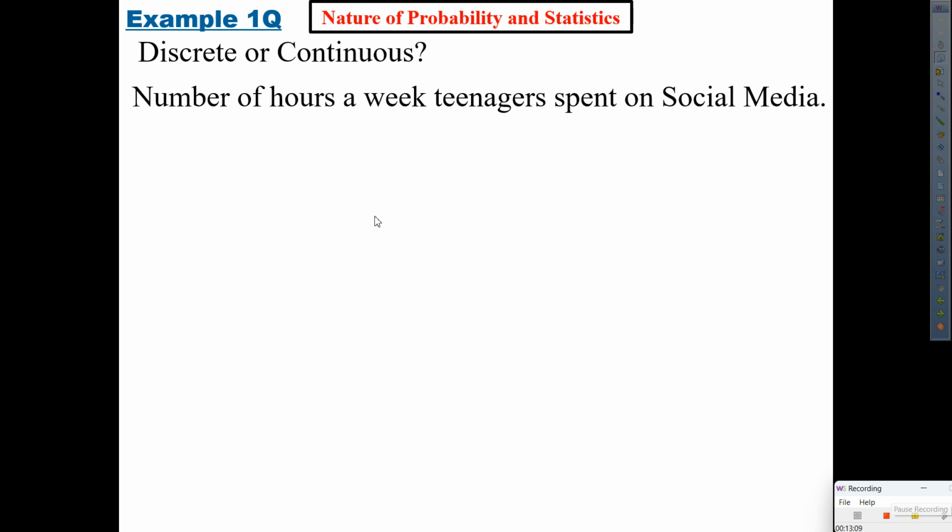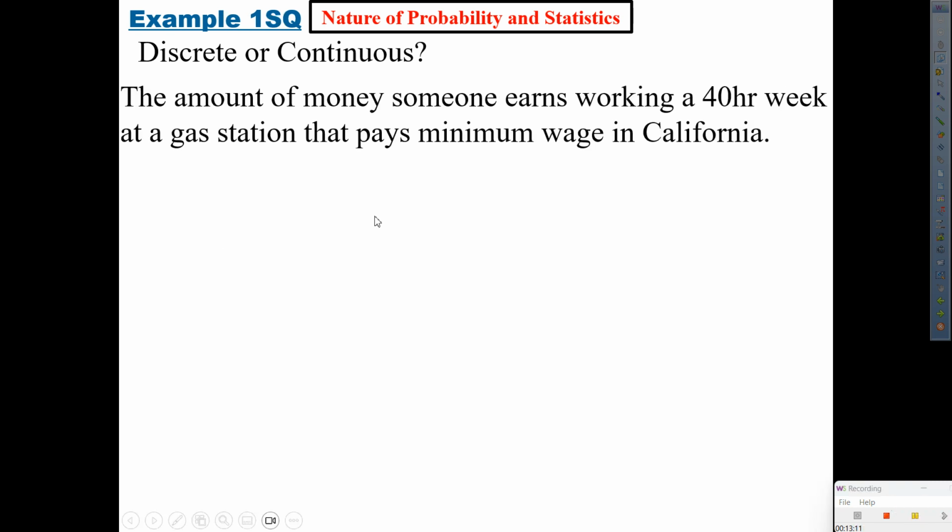All right, let's go to the next one. Here we go. Example 3 reads, the amount of money someone earns working 40 hours a week at a gas station that pays minimum wage in California. So your neighbor, discrete or continuous? Tell them why.